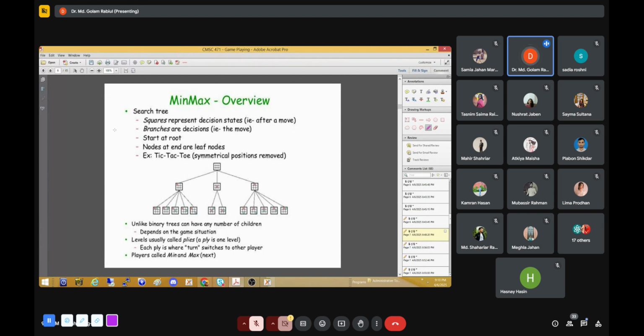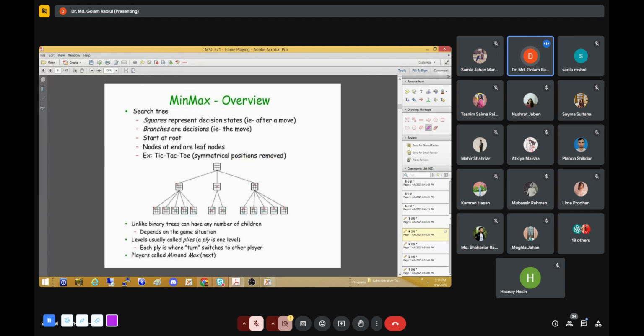So now here is the minimax overview. In the minimax overview, we can say it's a search tree. Why is it a search tree? Again, we have to search for the winning path. So that's why it's a kind of search tree.